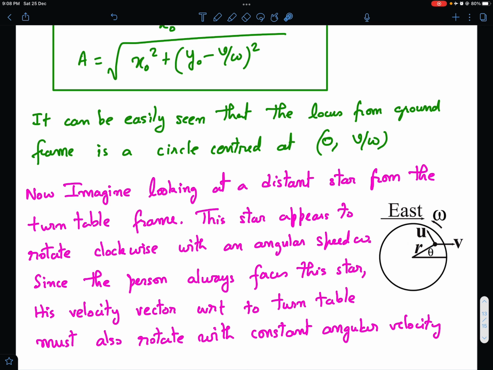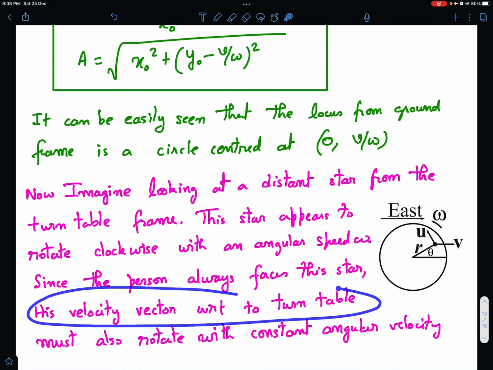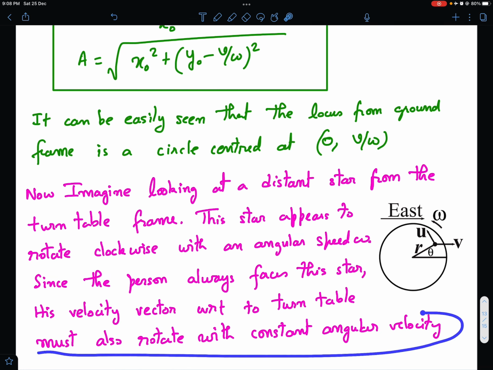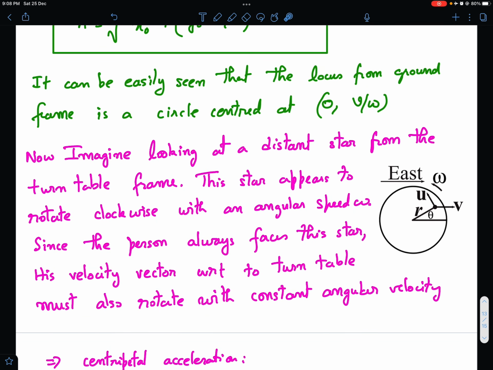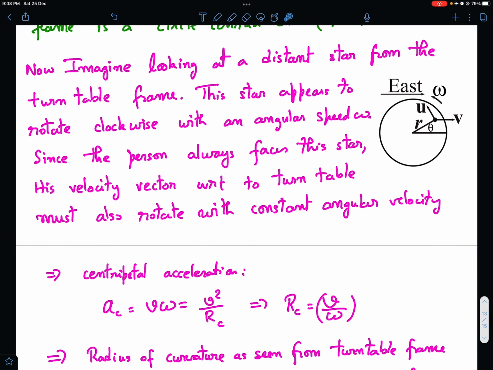And since the person always faces this star, he's facing east, that means he's always facing this star. So his velocity vector with respect to the turntable must also rotate with constant angular velocity, which is the same omega. When the star appears here, he is looking here, and when he is turned through some angle, the star goes back, then he is looking here. So his velocity vector, since it's always facing the eastern direction, and that means it's always facing the star, and the star is rotating with omega from its frame, so the velocity vector is rotating with omega, constant omega.